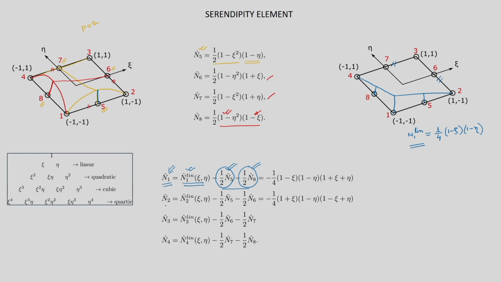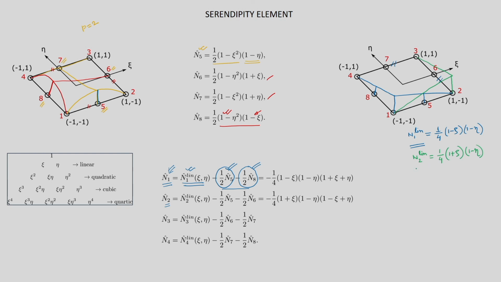Likewise, N2 can be constructed from the linear N2 that varies like this. So, N2 linear is 1 by 4 into (1 plus xi) into (1 minus eta), because it becomes 0 at xi equal to minus 1 and eta equal to 1.